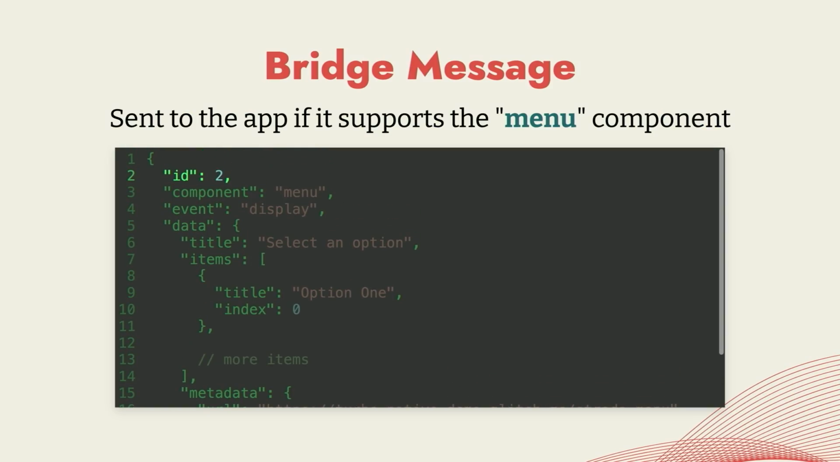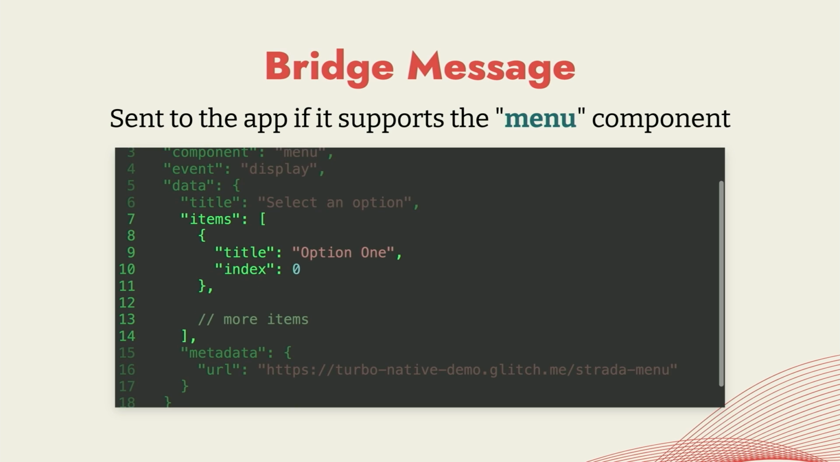It's going to have an ID. It's going to have the menu component name. It's going to have the display event. It's going to have a title for the menu. And then it's also going to have all the items that are in the menu. You can see here, it's got the title and an index. The index is the index of the button in the list of buttons that you're displaying.